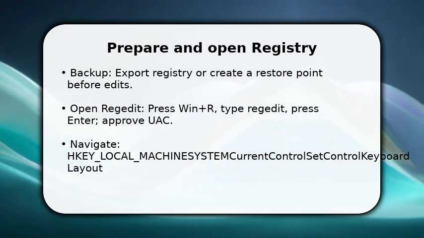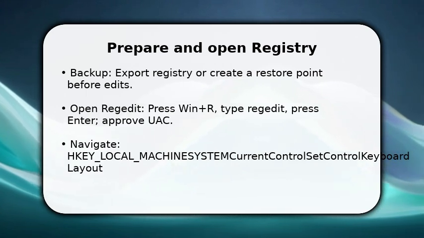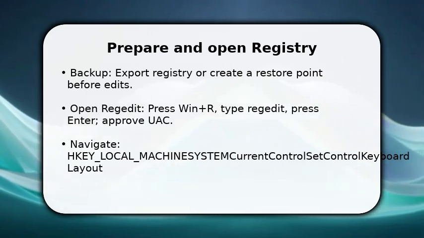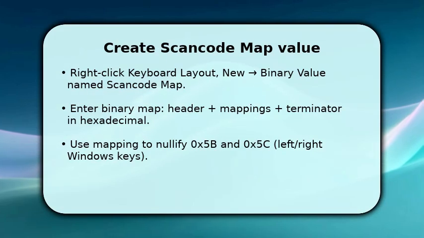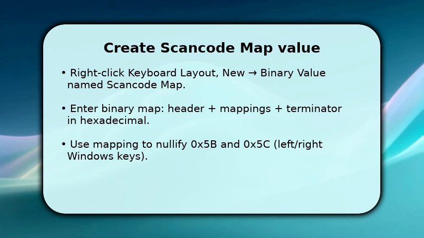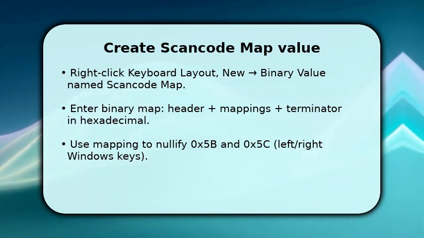You will add a binary value. This is the first actionable step that replaces the Windows key scan codes. Move carefully and keep Regedit open for the next precise changes. You now add the Scancode Map binary. Right-click Keyboard Layout, choose New, Binary Value, and name it Scancode Map. Then double-click it and enter the hex sequence.